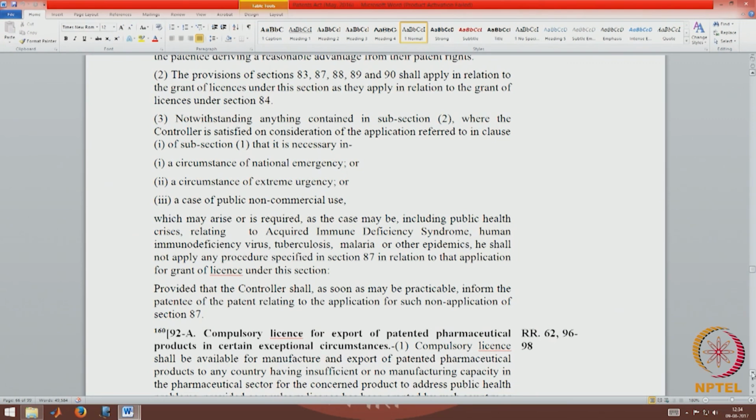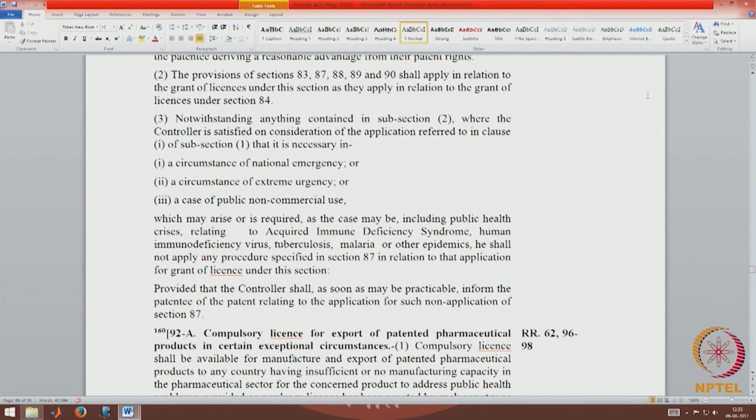But what is envisaged here in the proviso is that, as soon as may be practicable, the controller informs the patentee of the non-application of section 87. The controller has to inform the patentee that there is an application that has come, and the patentee will definitely be aware, because once the notification is in place, the patentee will be put to notice that anybody can now seek a license. Whether it involves AIDS, human immunodeficiency virus, tuberculosis, malaria or other epidemics, the patentee will certainly know the surrounding circumstances under which the notification was issued. So, the moment the controller informs the patentee, the patentee may intervene or may seek legal recourse to protect its rights. So, all that is required under section 92 is to inform the patentee. That's it. There is no need to entertain opposition, no need to hear them, and no need to pass orders based on the hearing.